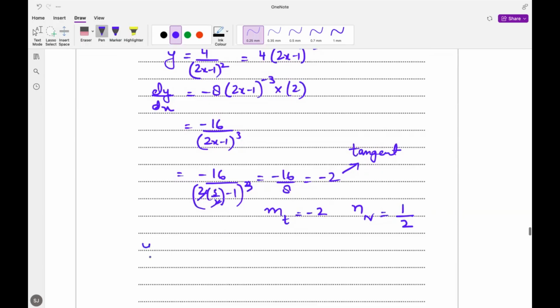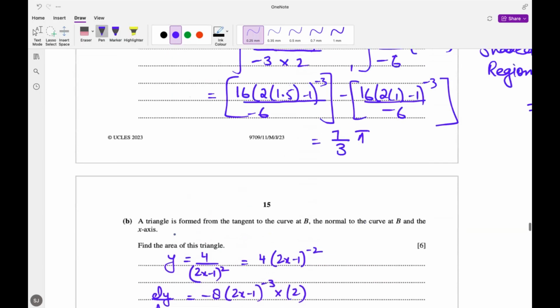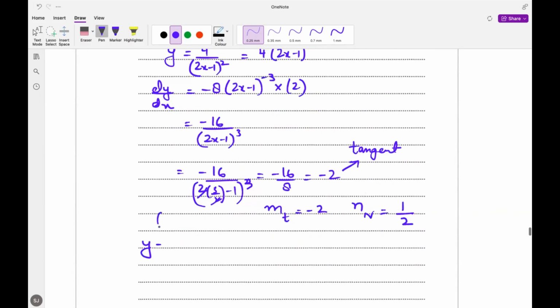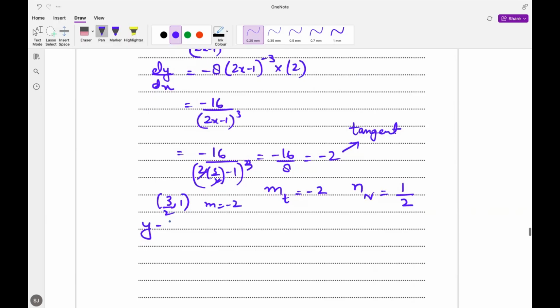Now forming the equation for the tangent and the normal. For the tangent, we'll use y minus y1. Let's look at the point B, that was 3 upon 2 comma 1, and the gradient of the tangent is minus 2. So the equation will be y minus 1 equals minus 2 into (x minus 3 upon 2). And for the normal, the equation will be y minus 1 equals 1 upon 2 into (x minus 3 upon 2).